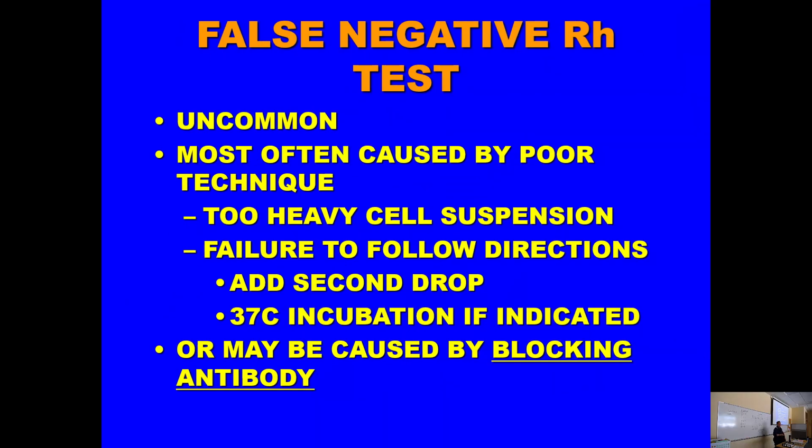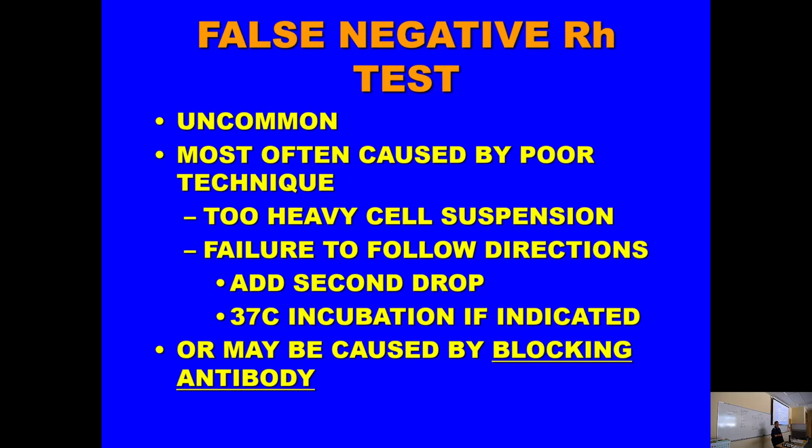False negatives are super uncommon, most often caused by poor technique. This is why technique is so important. So we're going to be watching your shaking, your washing, all that kind of stuff. Too heavy of a cell suspension can cause a false negative. Failure to follow directions, like not adding that second drop, can give a false negative. Not doing a 37-degree incubation if it's indicated, or doing it if it's not indicated, can cause problems.